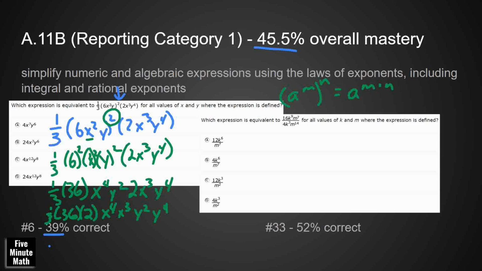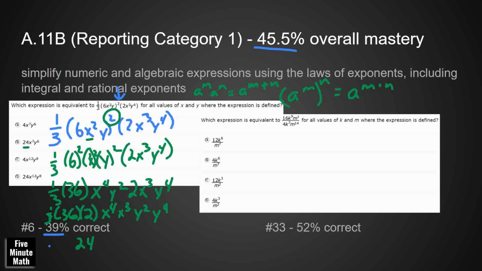So what happens there? Well, we're going to take a to the m, a to the n. What we end up doing is we add the exponents. So 1/3 times 36 is 12. 12 times 2 is 24. So it's going to be 24.